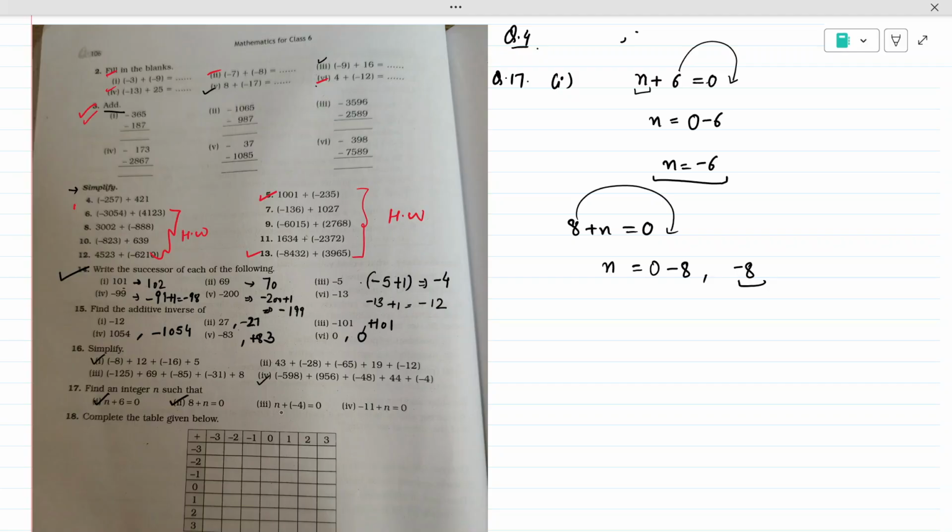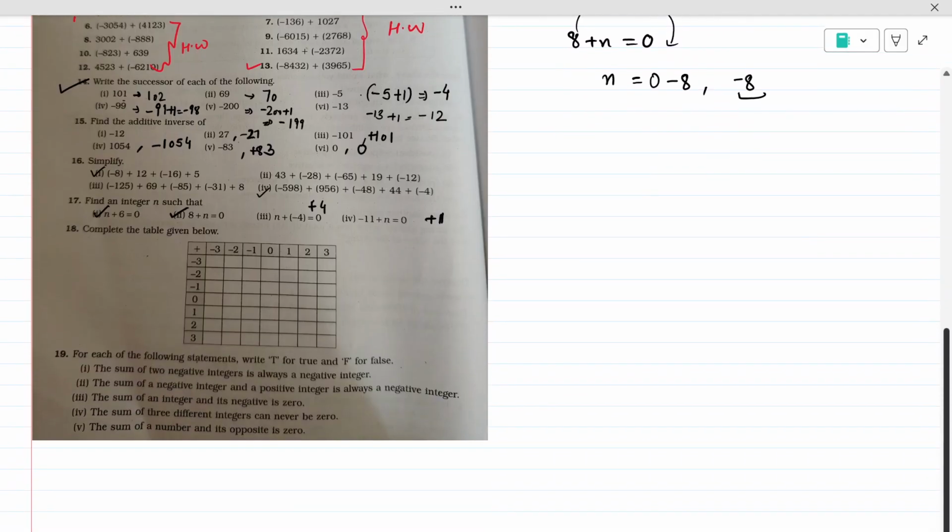Similarly, n plus minus 4, when we move it to the right, it will become plus 4. So the value of n will be plus 4 here. And here we have to find the value of n again. We will move it to the right. We will get plus 11. So the value will be plus 11 here. This is how we have to do this question.